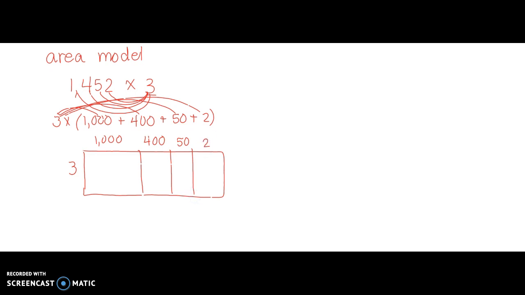Now again, this isn't to scale. This isn't what it would exactly look like on a graph paper, but I don't have a graph paper large enough to show 1,000 columns, 400 columns. So this will have to do. Now remember, when we find the area of a rectangle, the area of a rectangle is length times width, or width times length, because we know multiplication is commutative.